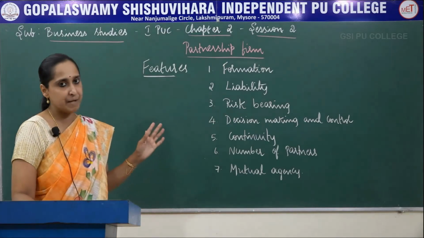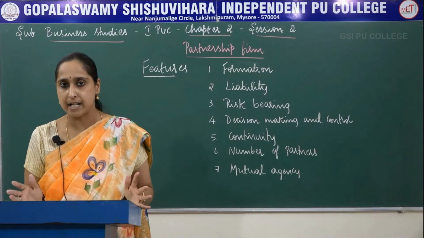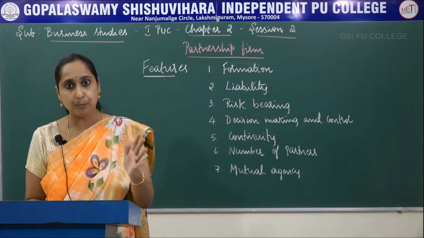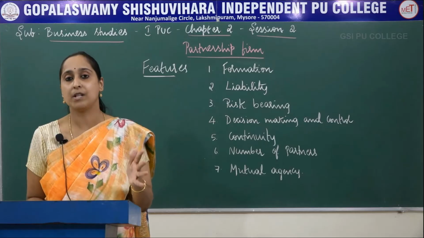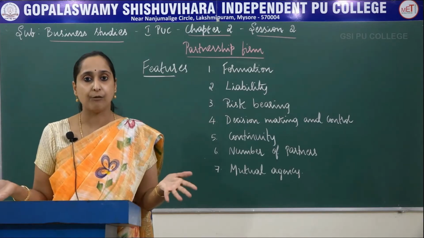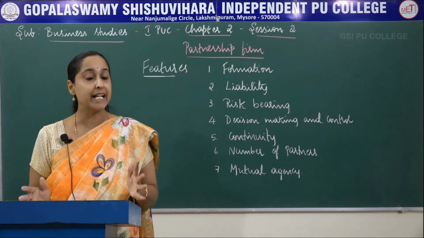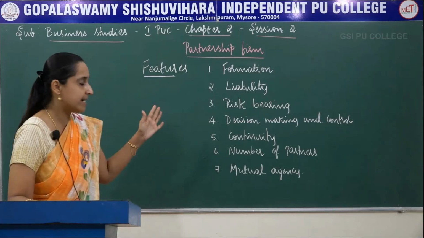Next is risk bearing. Here, risk is shared among all the partners. In case of sole proprietorship, the sole proprietor was the only one responsible to take care of his entire business and he had to face all kinds of risk. But here the risk is shared among all the partners. So that is risk bearing.